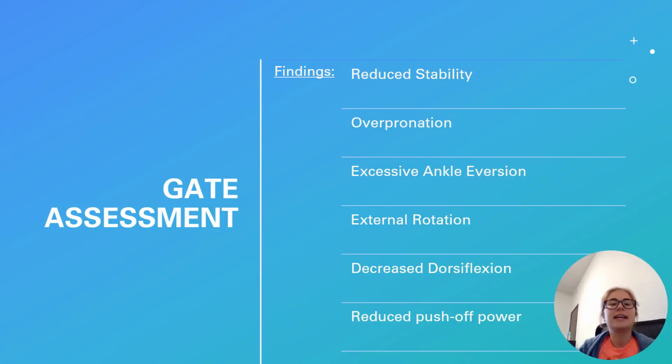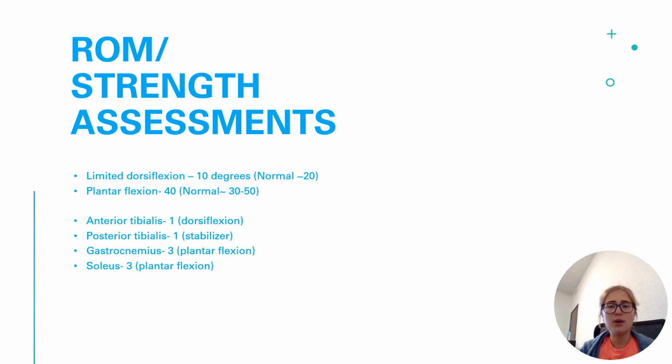Again, we'd get a gait assessment. This was our dynamic movement, and we did find reduced stability, overpronation, excessive ankle eversion, external rotation, decreased dorsiflexion, and reduced push-off power. Based on all of these things, we just wanted to look more in depth into that, but focusing more so on the limited dorsiflexion, because this tends to be very common for individuals, so we really wanted to just go over that.